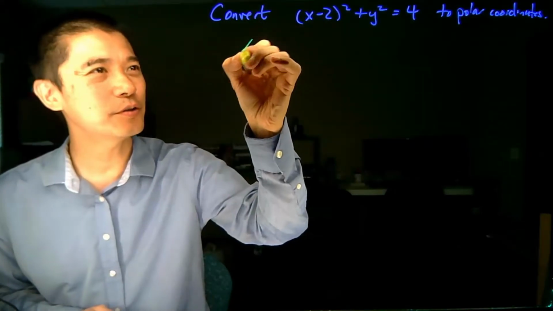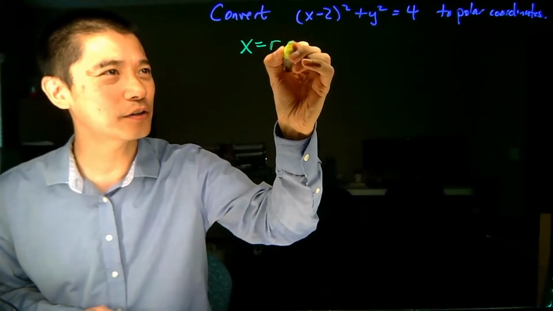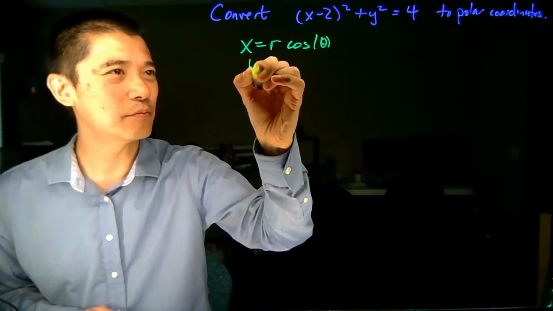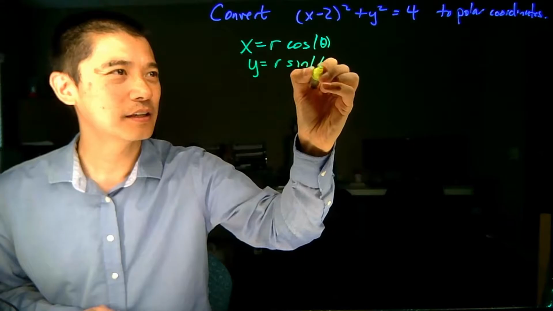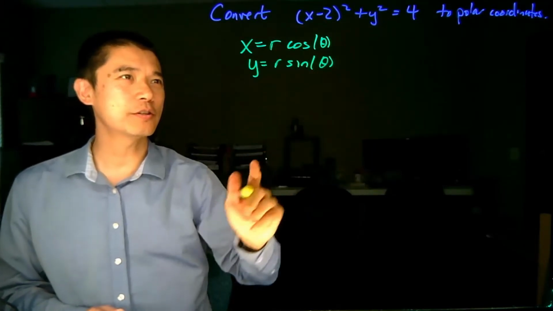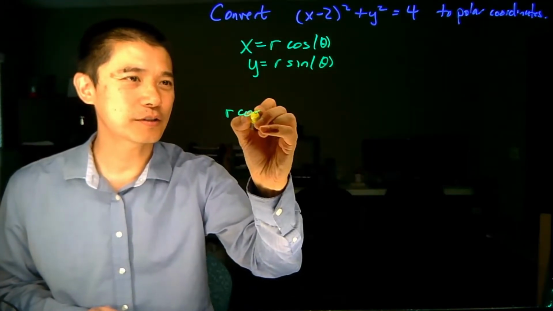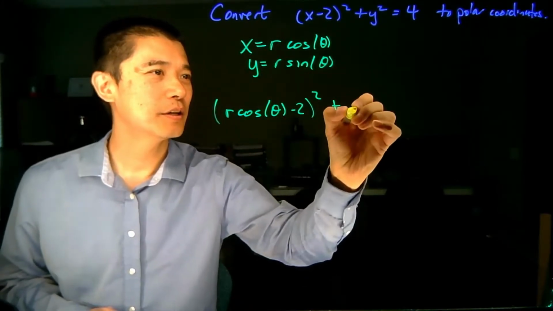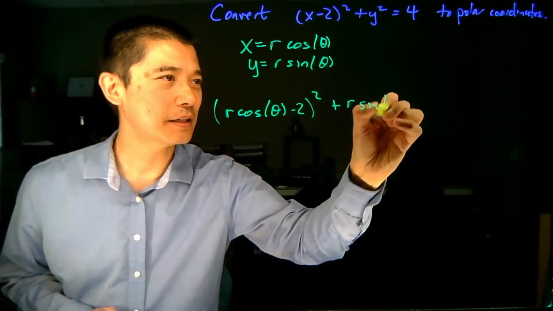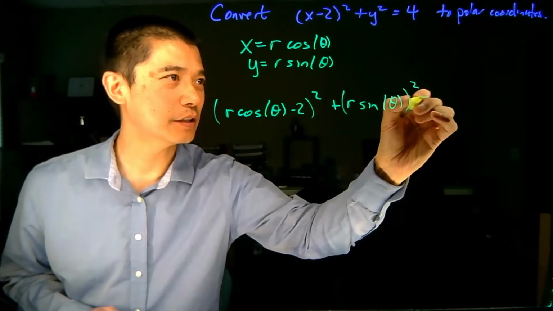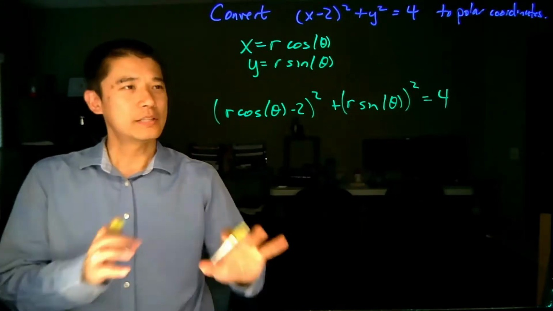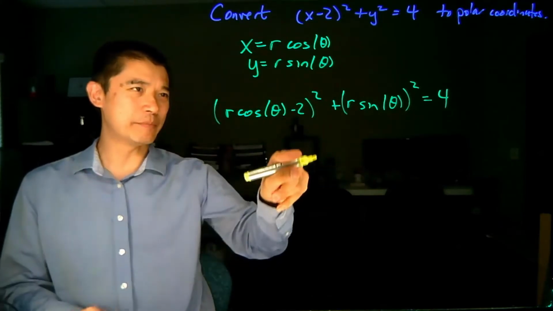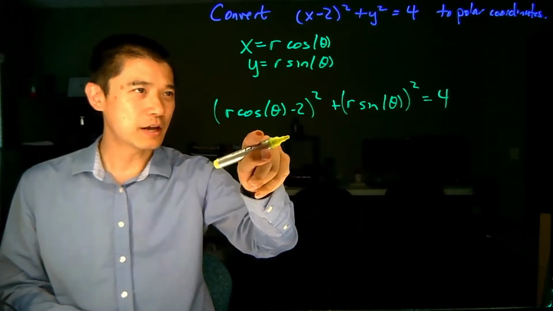Our two substitutions, x equals r cosine theta and y equals r sine theta, can just be dropped straight into this equation. So r cosine theta minus 2 quantity squared plus r sine theta squared equals 4. Now we have to do a little bit of substitution and see what happens. So let's see what we can do with this. We're going to have to FOIL this out.